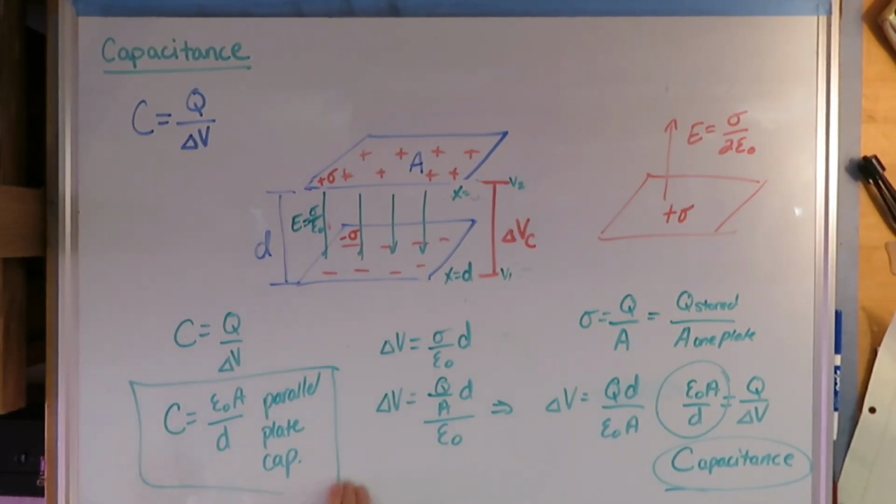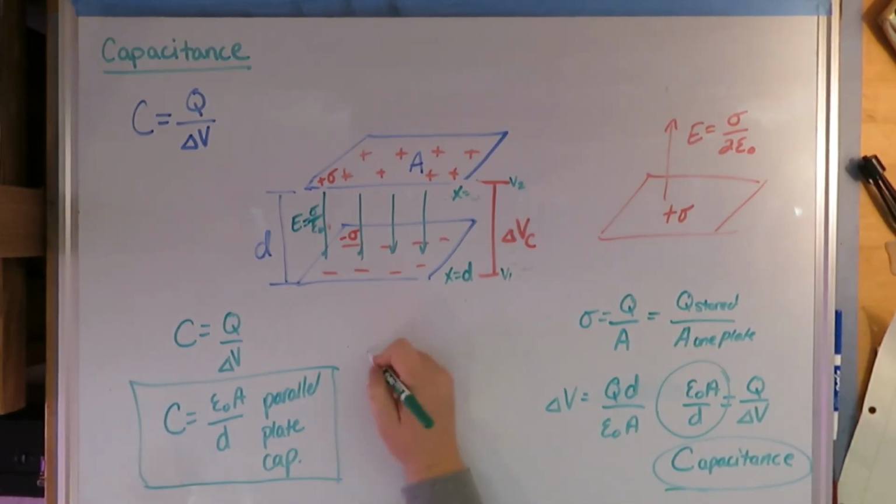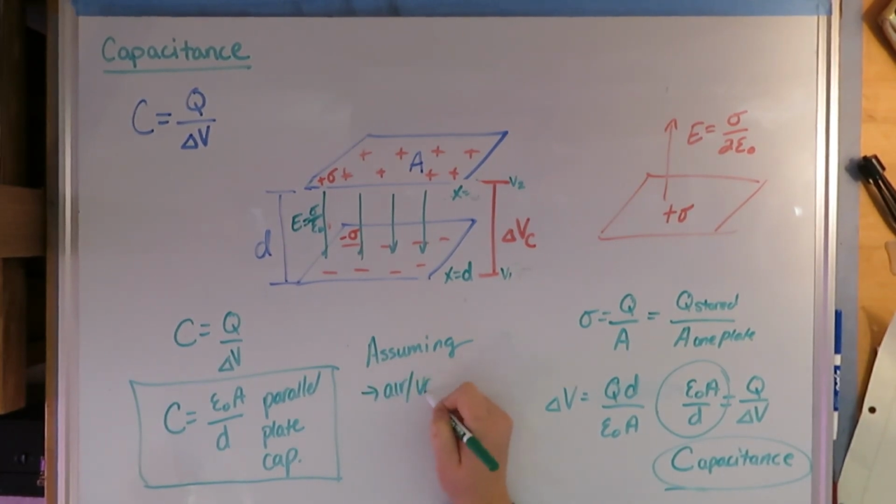So that is something definitely to memorize. I believe it's also on the formula sheet. Now, this does have an assumption. Here we are assuming that this is an air capacitor, air or vacuum.